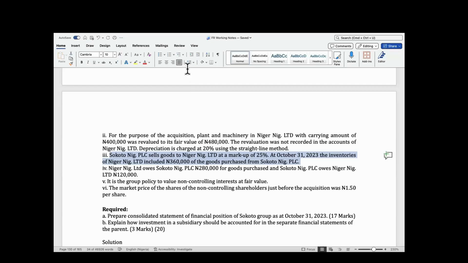Okay, so there is an unrealized profit in that regard, and that's 25% of 360 for your unrealized profit.